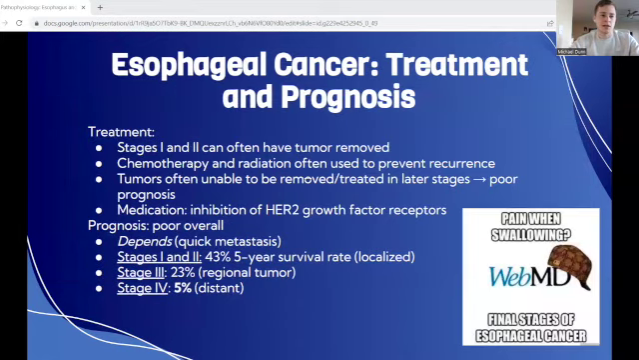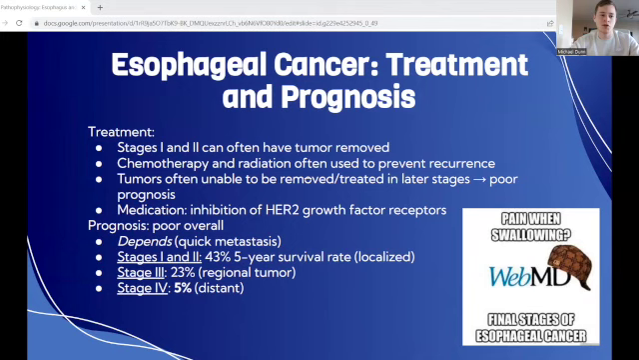So for treatment and prognosis, stages 1 and 2, they're able to go in and surgically remove that tumor because it is still localized. And surgery is only preferred in those early stage patients. And typically afterwards, they will use chemoradiation as well in order to prevent recurrence, which is fairly common, like with most types of cancer. But when that distant metastasis occurs, stages 3 and 4, it's a much, much poorer prognosis. They're not usually able to go in and remove or treat at that point.